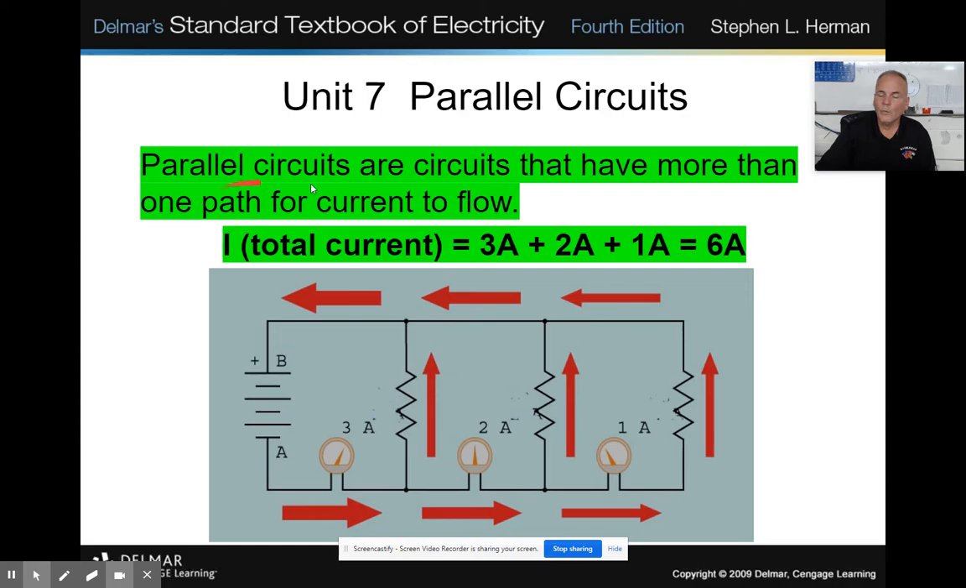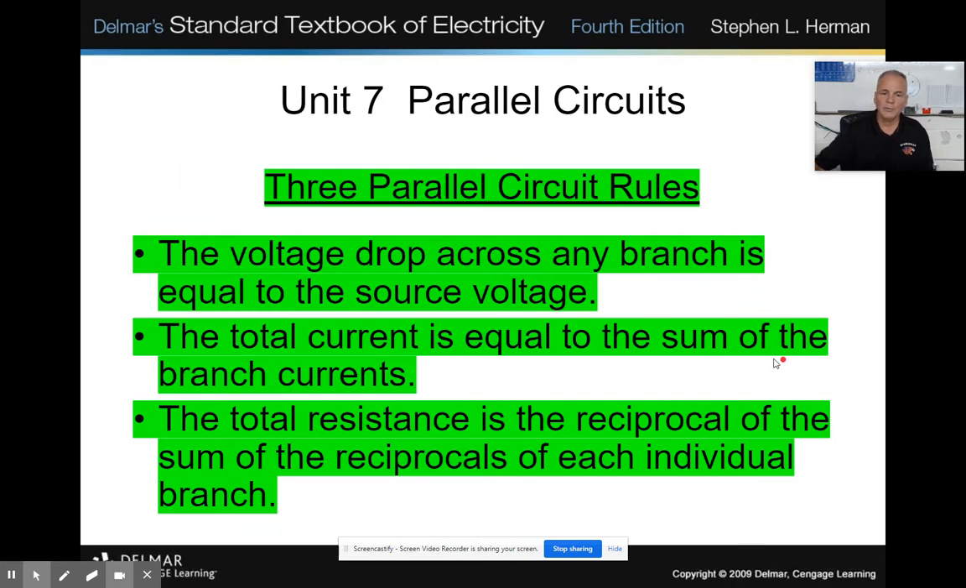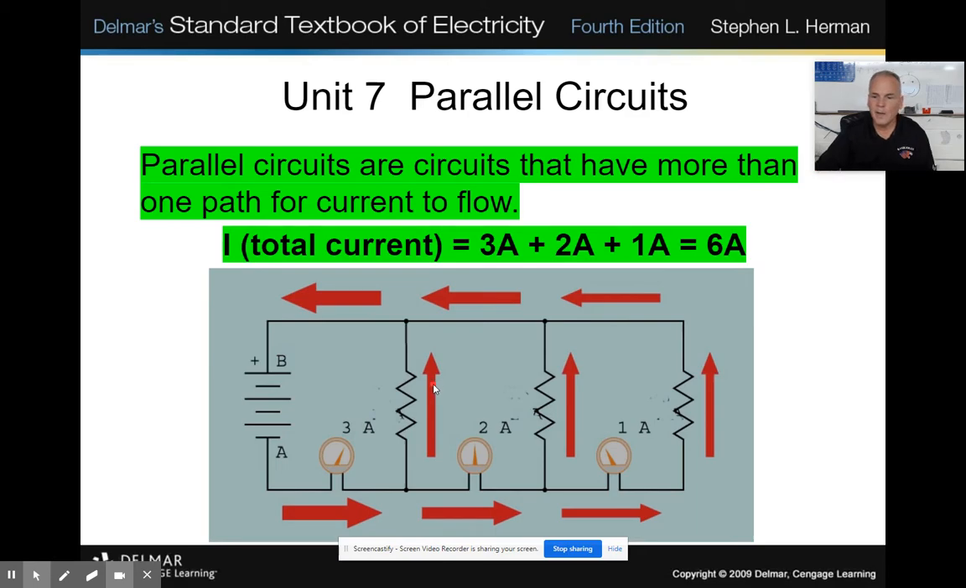Now, when we have more than one path for current to flow, the size of the resistors makes a difference. But this is our formula for total current in a parallel circuit. Your total current equals the sum of all the currents in each branch. So that's rule one. We talked about that rule here just a little bit. Total current is equal to the sum of the branch currents, and there's a mathematic formula for that.